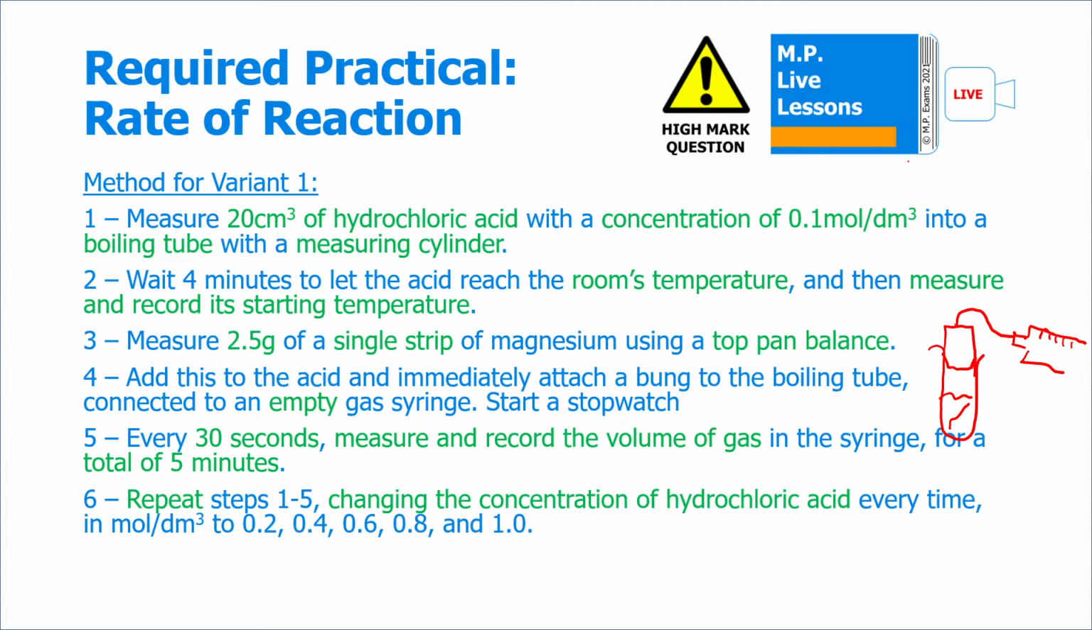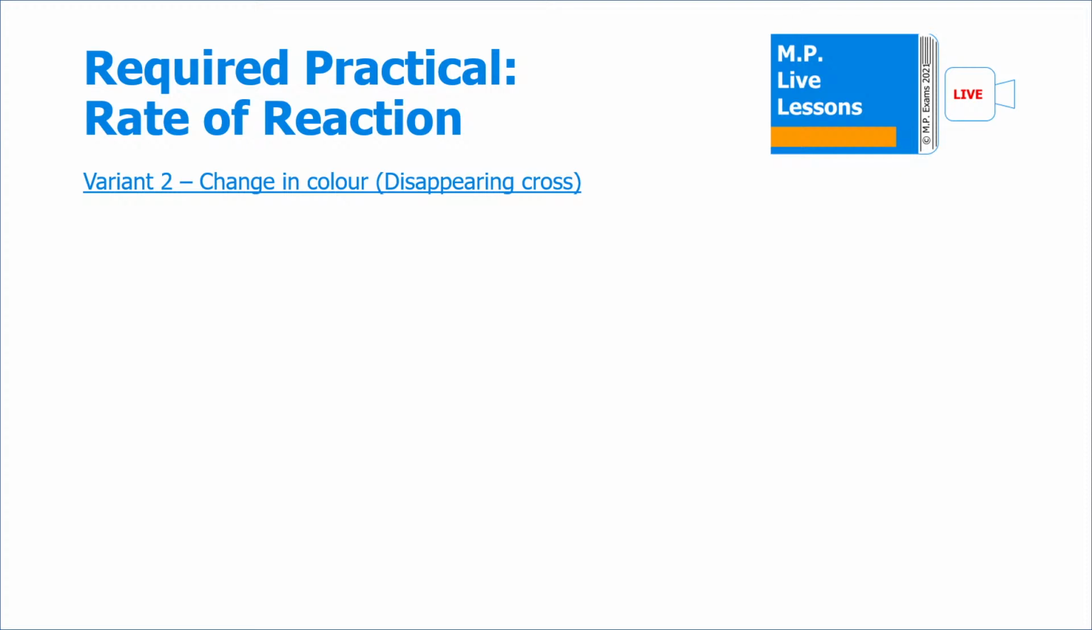Now, sometimes you may not be able to measure the amount of product made. You could measure the rate of reaction in a different way. This is through something else, such as a visual change, such as a change in color. And that's the second variant of this practical.